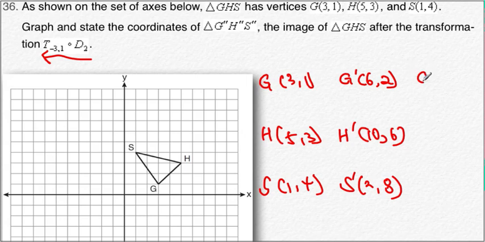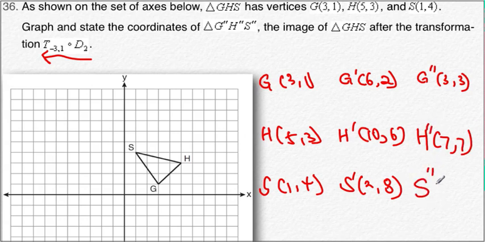Now G double prime becomes, we just have to apply the translation, negative 3 plus 1. So here it becomes 3, 3. Subtracting 3, adding 1, we end up getting H double prime as 7, 7. And S double prime becomes negative 1, 9. That becomes our final answer.